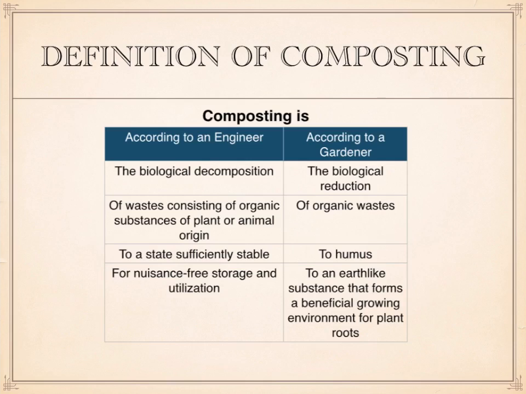A comparison of the previous definitions of composting reveals both agree that composting is a biological process of decomposition or reduction. Each identifies the components as waste of organic substances, plant or animal. The engineer is satisfied with a state sufficiently stable, while the gardener's goal is humus. In the end, the engineer is looking for nuisance-free storage and utilization, while the gardener wants an earth-like substance that forms a beneficial growing environment for plant roots. Both are correct.